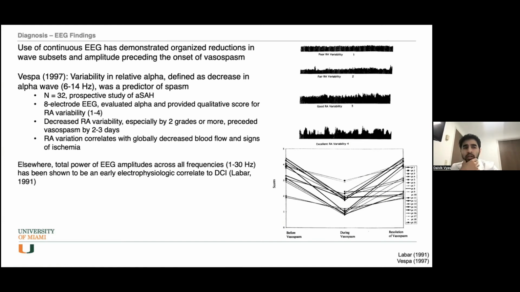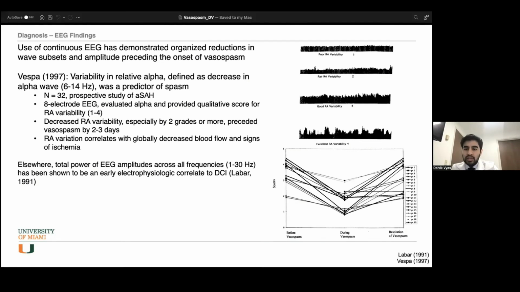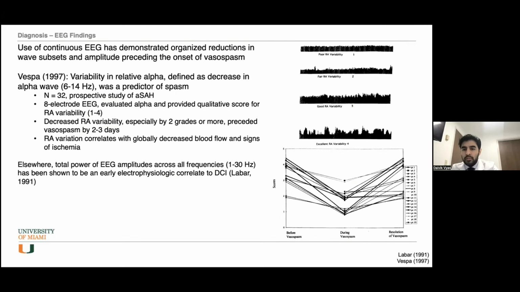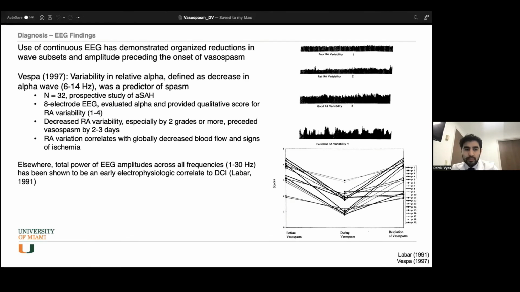So in their study of 32 patients who had aneurysmal subarachnoids and had 8 electrode EEGs connected within their neuro ICU, they graded across 1 to 4 scales and showed that decreased relative alpha variability, so a drop from something like 4 to 2 or 3 to 1, especially by 2 grades or more, preceded vasospasm by often 2 to 3 days. And it correlated with globally decreased blood flow and signs of ischemia. And this is something that they publish across patients, as you see on the figure on the bottom right.